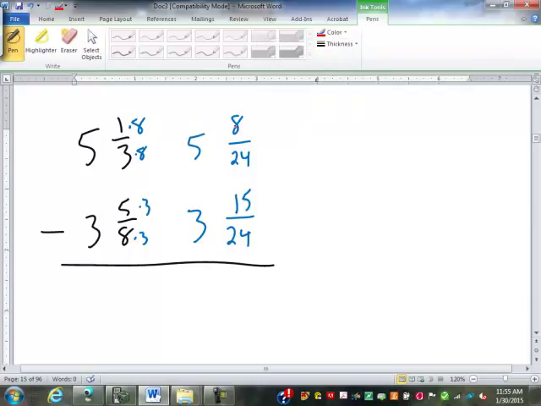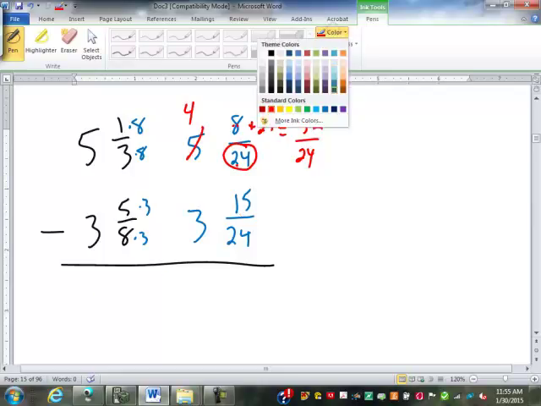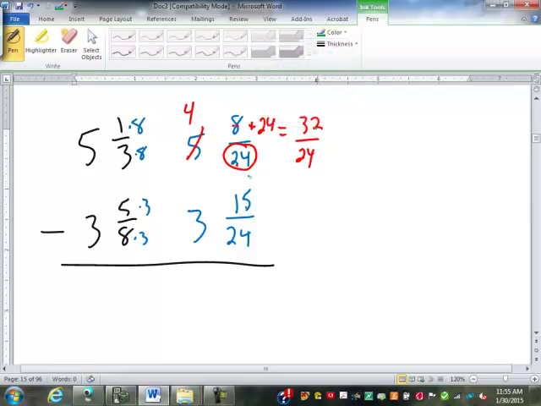We go to subtract. 8 minus 15 can't be done, so we're going to have to borrow. Borrowing from the 5 makes this a 4. The tricky thing is, what did we borrow? Well, we borrowed one whole object. And one whole object, depending on the denominator, in this case, has 24 pieces. So it's 8 plus 24 makes 32 24ths, is what we now have. So now 32 minus 15 is 17 24ths. And now 4 minus 3 is 1.